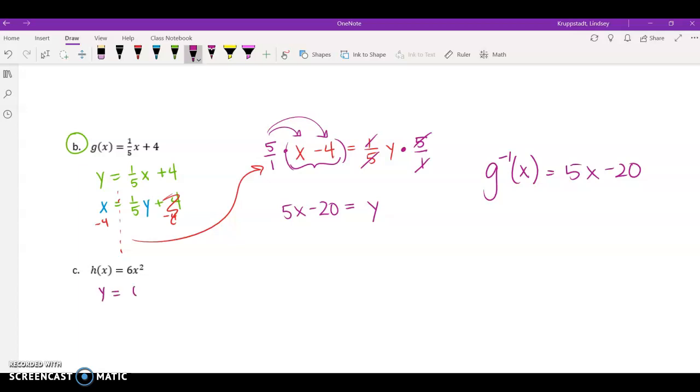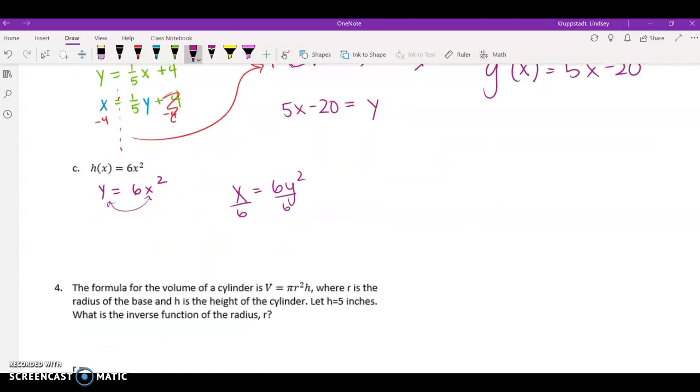Look down here at letter C. Again, write it as y equals 6x squared, but then I'm going to switch the x's and the y's. So I have x equals 6y squared. I want to get y by itself, so I'm going to start by dividing by 6 on both sides. So I have x divided by 6 equals y squared. Taking the square root of both sides undoes the squared. Again, running out of space, so now I have the square root of x divided by 6 equals y.